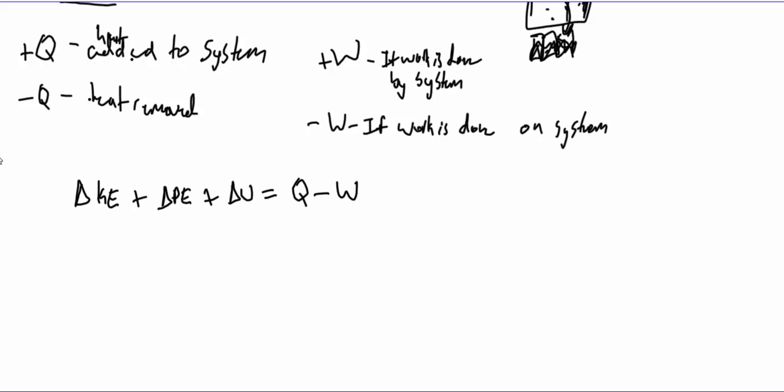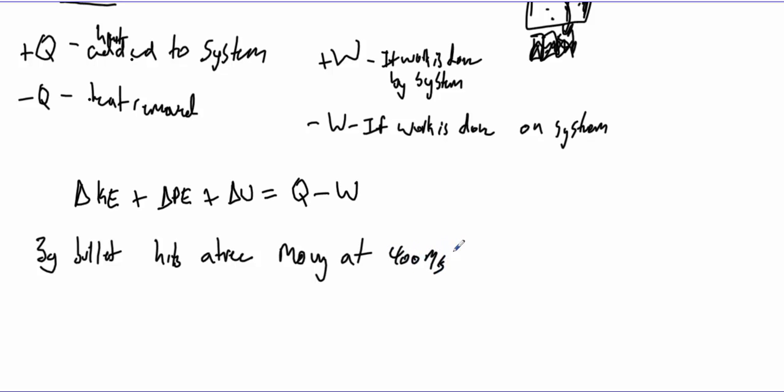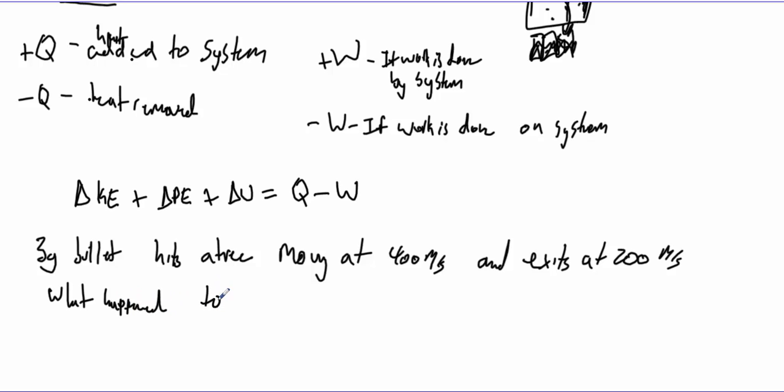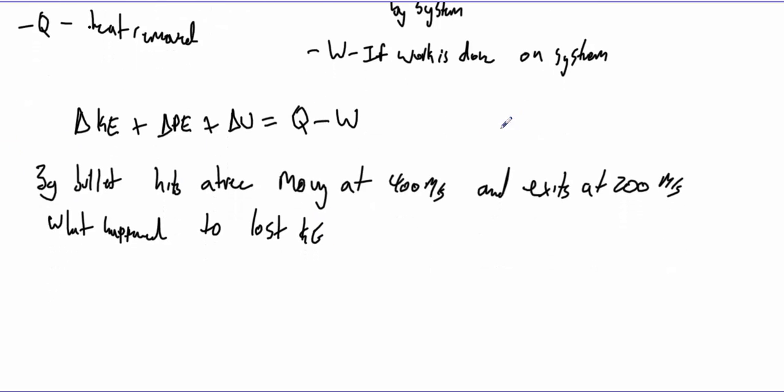So imagine that a 3-gram bullet hits a tree moving at 400 meters per second and exits at 200 meters per second. Now, what I want to know is what happened to the kinetic energy that was lost, and well, okay, let's just answer that question. What happened to the lost kinetic energy?